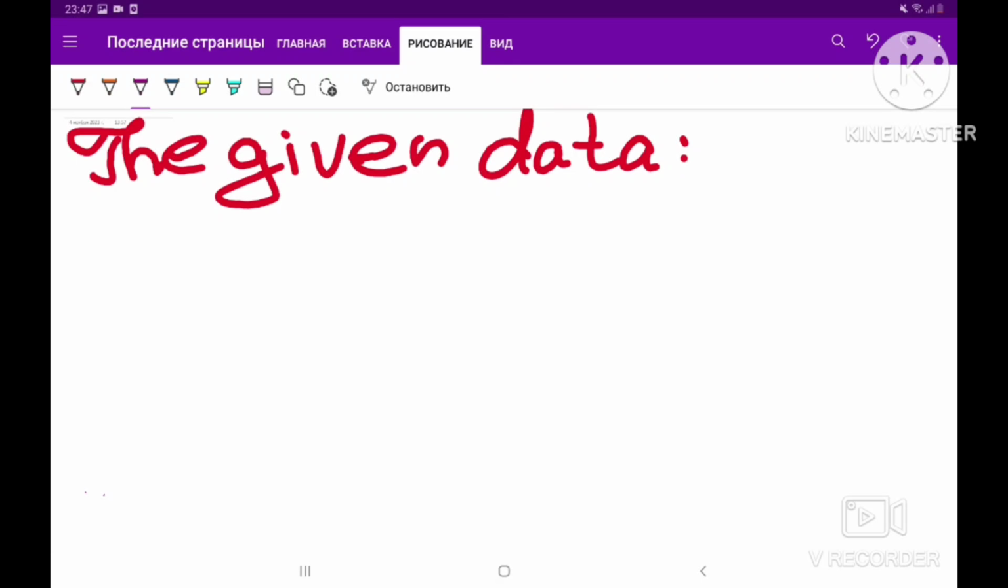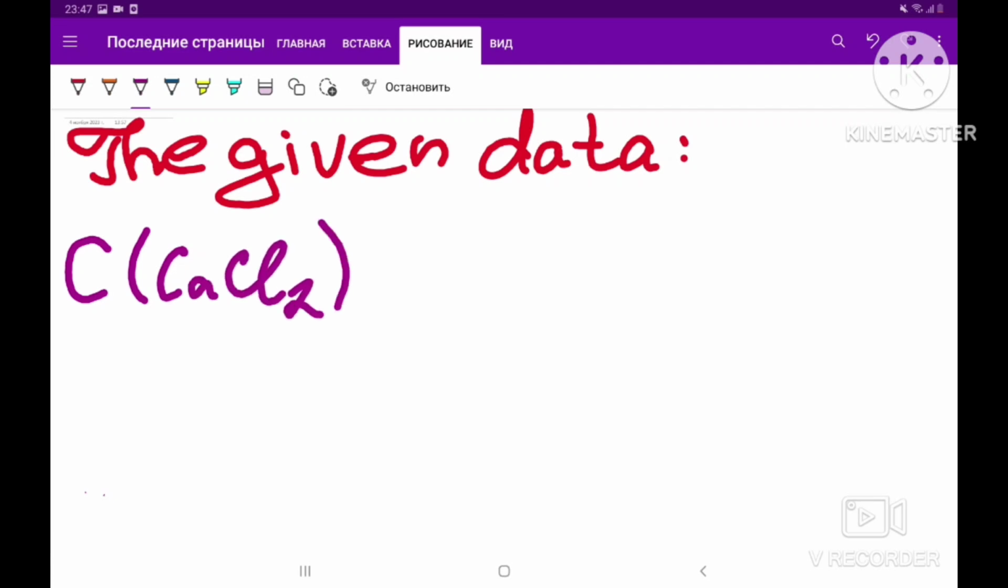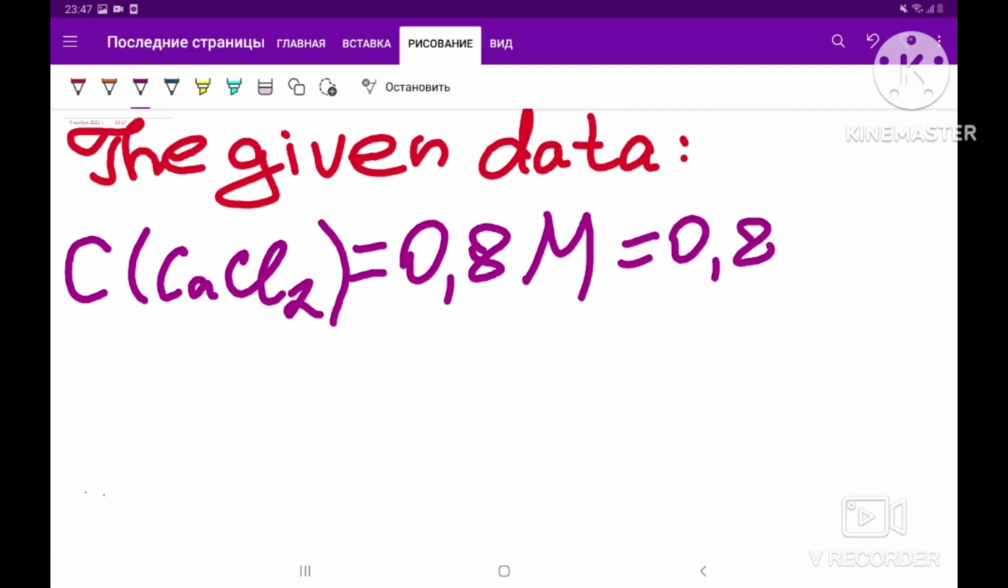The reaction is given already in the condition of the exercise. For this reason, I will not write it again in order to avoid wasting time. Let's now write the given data. So we have to calculate the volume of calcium chloride. The concentration of calcium chloride is given, 0.8 molarity. C of calcium chloride is 0.8 M, or mole per liter. It means 0.8 mole per liter.